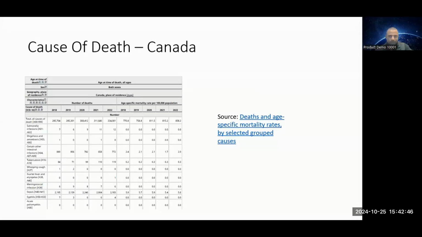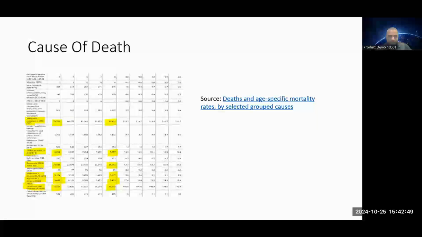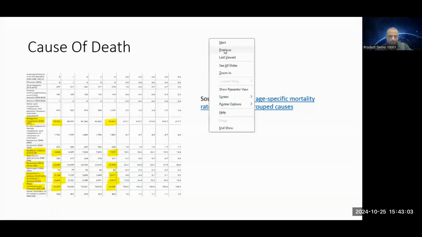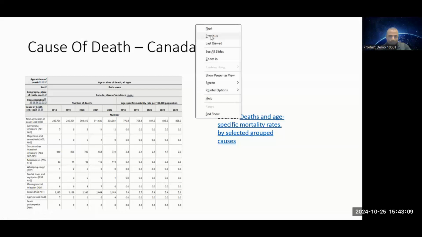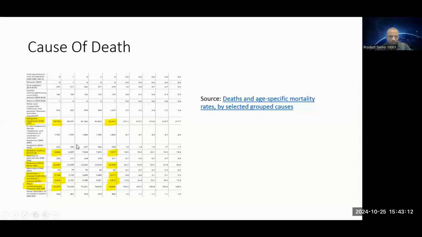As you can see, you have your malignant neoplasm with fatalities that total up to 79,726, going up to 82,412. So it was 2018 going up to 2022. Diabetes, 6,864 in 2018, went up to 7,557 in 2022. The number for dementia was 23,047.